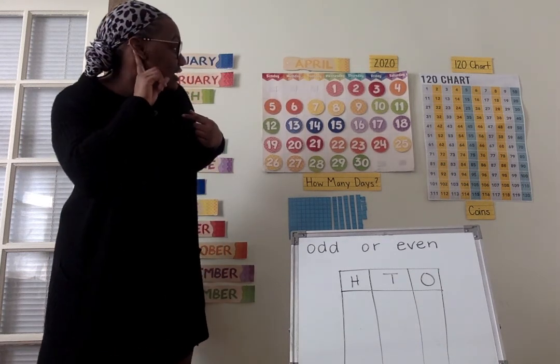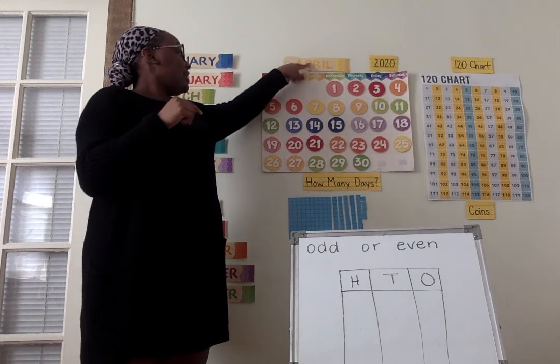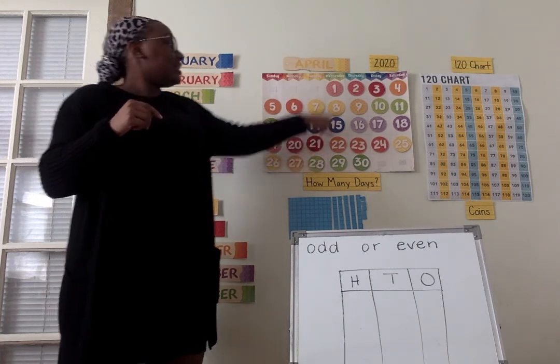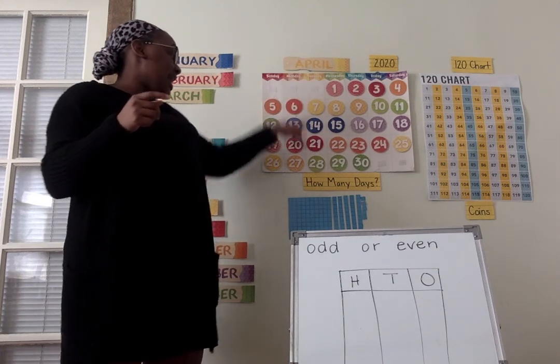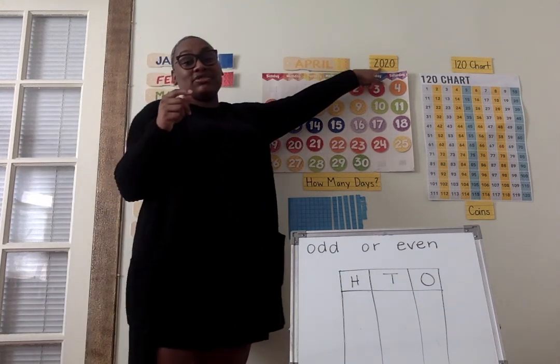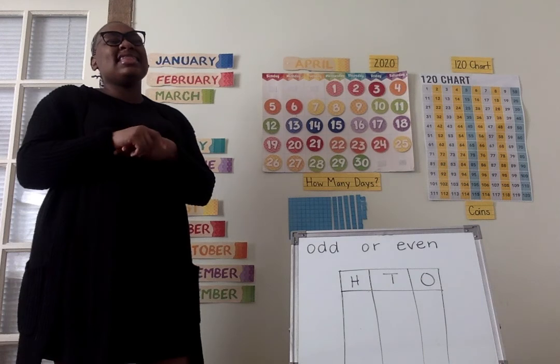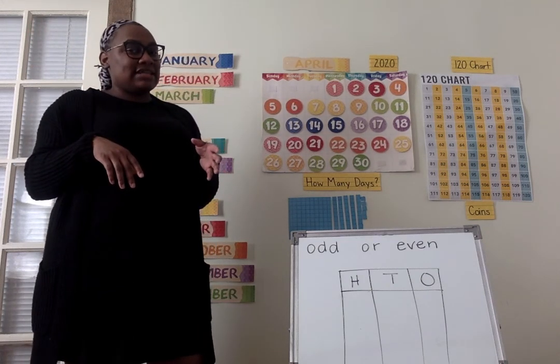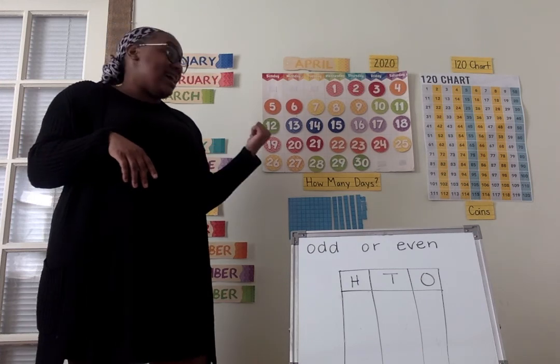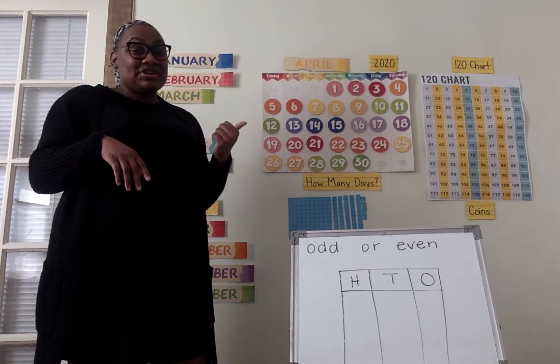Today is... Great job. You all said today is Tuesday, April 28th, 2020. Now, I think you all have been doing Number Corner long enough to know what question I'm going to ask next. That's right. It has to do with how many days we've been in school.